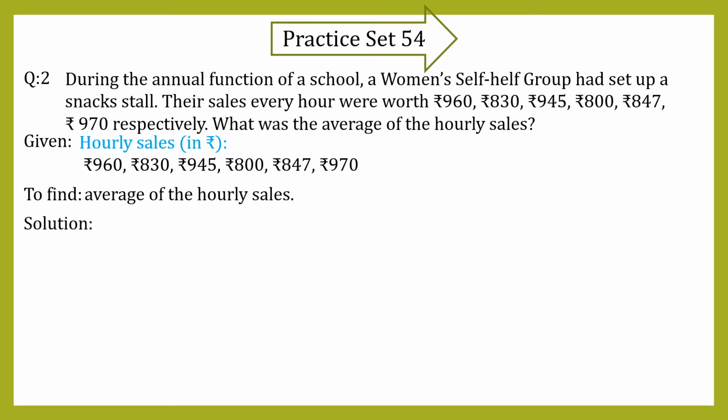Let's write the solution. First step, we are going to write the formula. Now we have already learned the formula for average in general as sum of observations upon number of observations. Now, in this sum, we are going to take sum of hourly sales upon number of hours. So let's write the formula. Average is equals to sum of hourly sales upon number of hours.